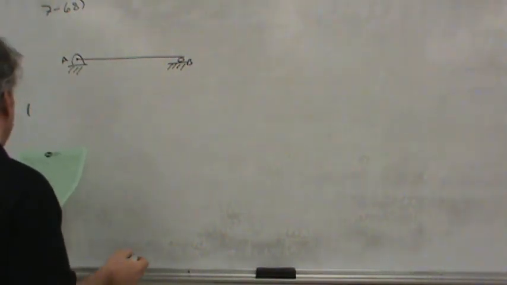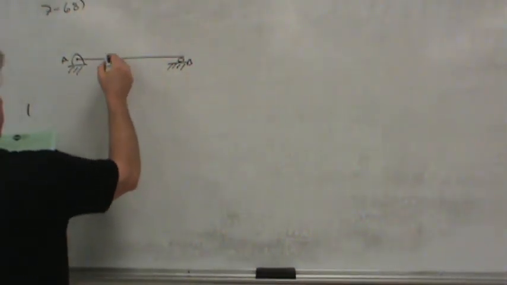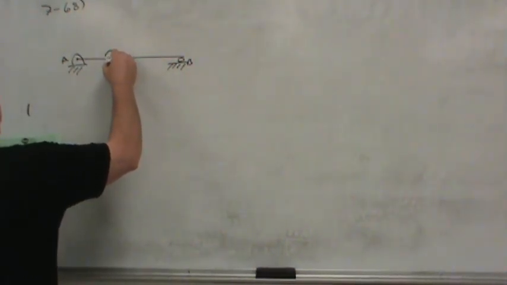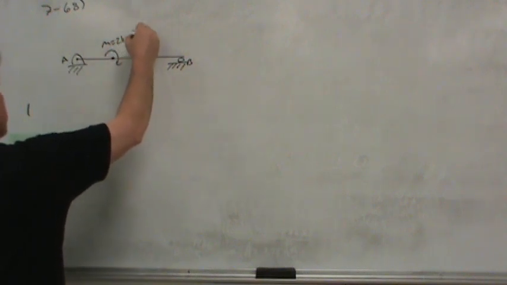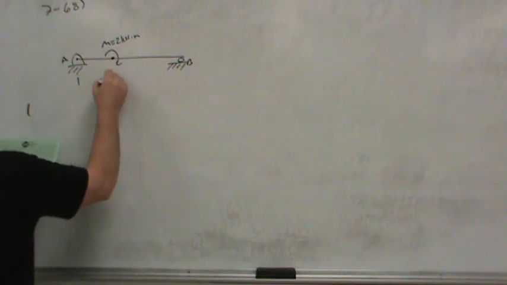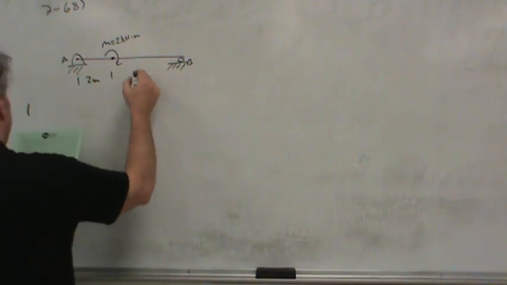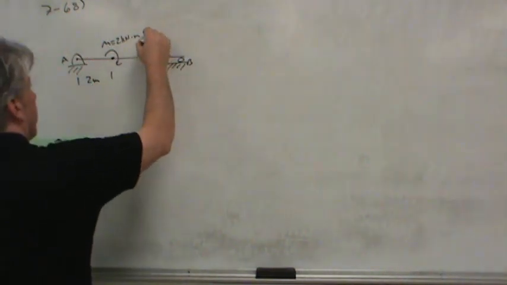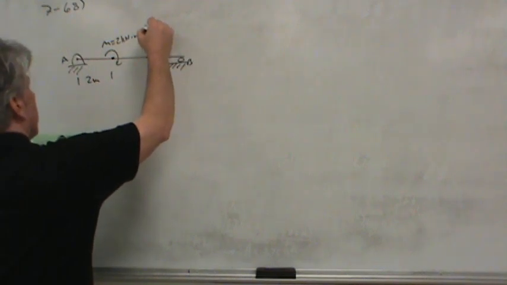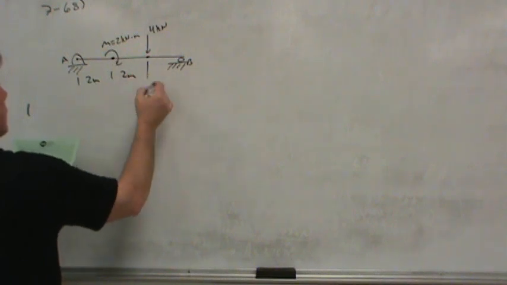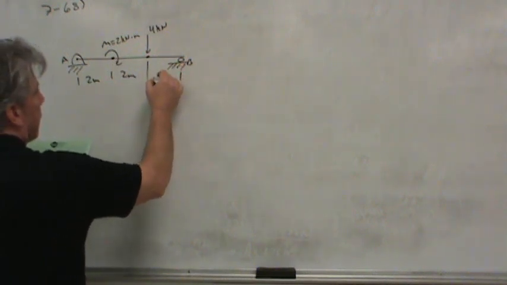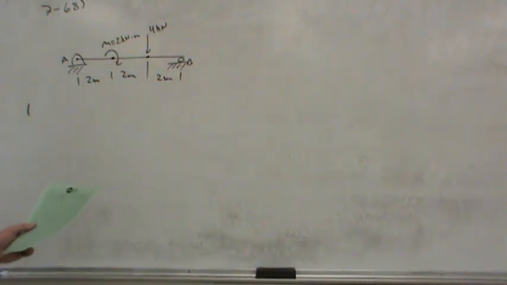Point A is pivoted, point B is a roller, so it's a simply supported beam. There's a concentrated moment of 2 kilonewton meters located 2 meters from end A. And then there is a concentrated load of 4 kilonewtons at 2 meters beyond that point, and then a further 2 meters to the end of the beam. So it's all set up nicely.